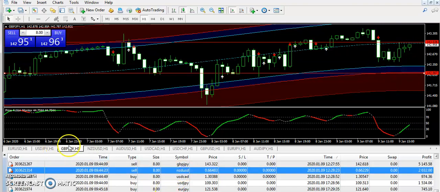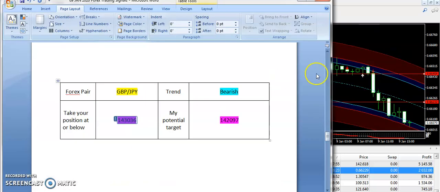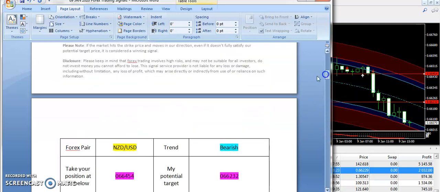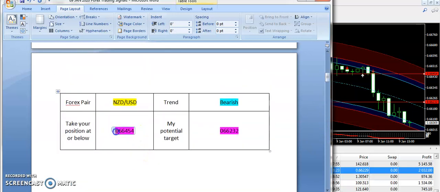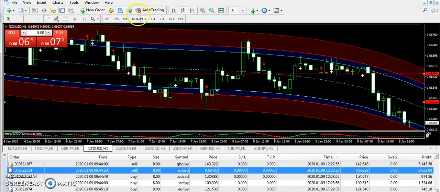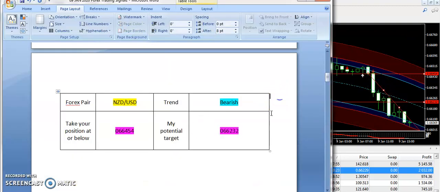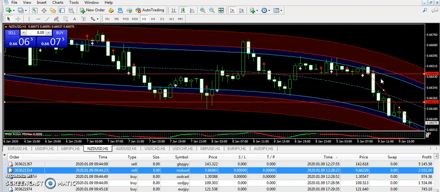Now let's talk about New Zealand USD. This is the second signal of my signals report. You can see a huge drop here on New Zealand USD, and I have provided the bearish expectation from 0.66454 and 0.66232 is the target price. And guys, you can see right from the entry the market started to go down, and it has gone beyond the target price. So I congratulate all those traders who have taken the sell positions today on this pair. They must have ended up with very good profits.